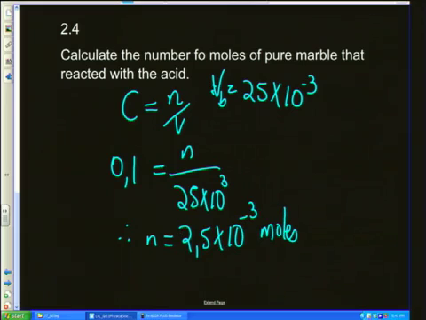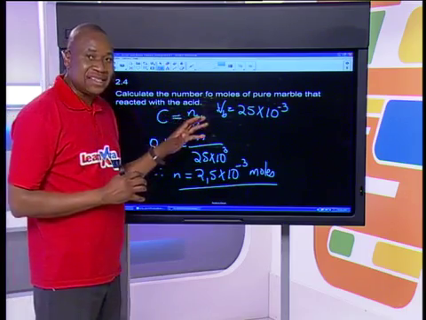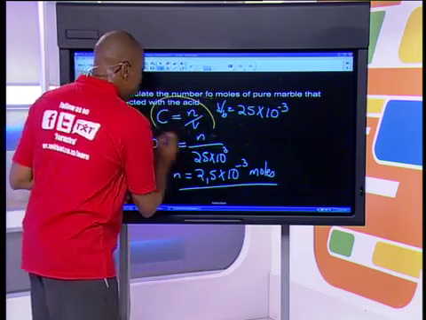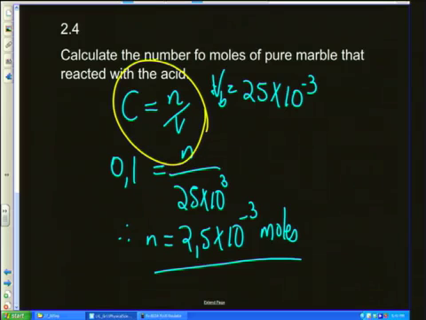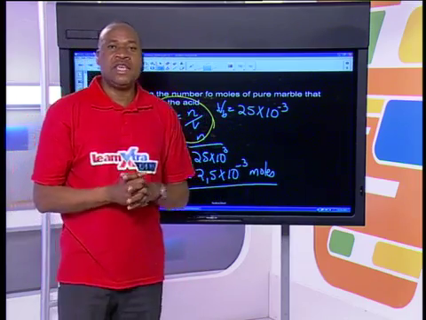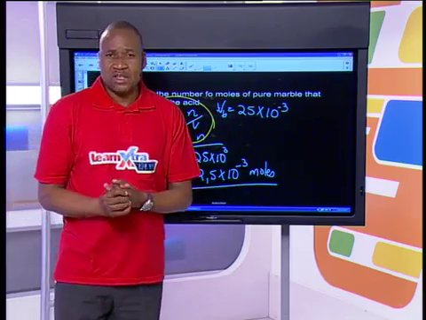That is the number of moles of the caustic soda, sodium hydroxide, that has been used to neutralize the acid. So you can see that you need to go back to your knowledge of how to calculate concentrations and understand how you can use that very important equation, C equals N over V, to calculate the number of moles of the base that was used here.